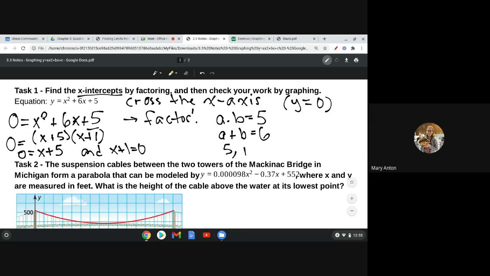So this means x equals -5 and x equals -1. Those are the two x values. So what are the coordinates? Negative 5, 0, and negative 1, 0. And that's your answer right here.